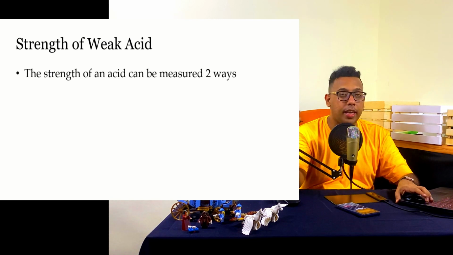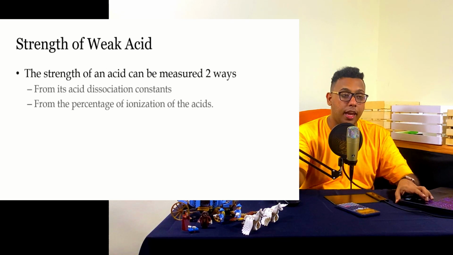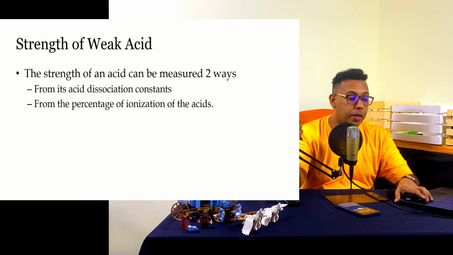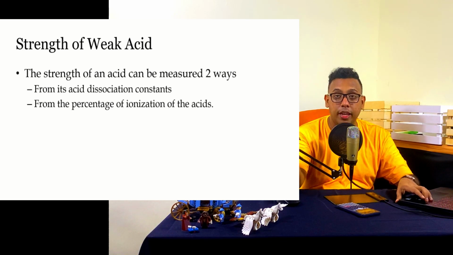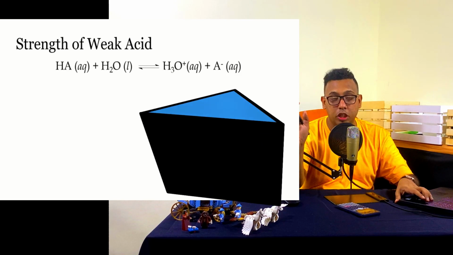There are two things that we can measure in order to determine which acid is stronger. Okay, the first one is based on its acid dissociation constant, and the second one is based on the percentage of ionization of the acid. Okay, so kita akan tengok based on acid dissociation constant.